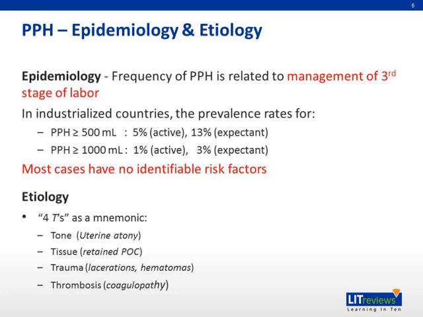In terms of the etiology of PPH, we can remember PPH by the mnemonic 4 T's. The most common of all is the tone, where uterine atony is the most common cause of PPH. Tissue, for example, retained products of conception. For example, placenta retained in the uterus can also be a cause of PPH. The third cause of PPH can be trauma due to any lacerations in the uterus, in the cervix, or in the vaginal canal, or hematomas following episiotomy repairs. The last cause of PPH can be due to thrombosis. Sometimes it may be due to DIVC or coagulopathic issues.